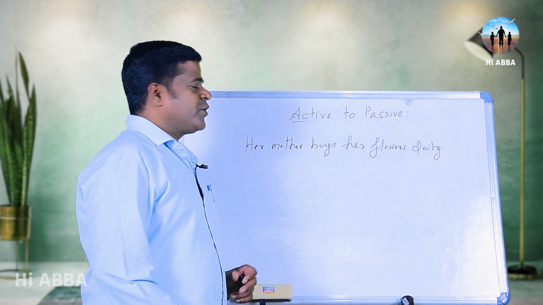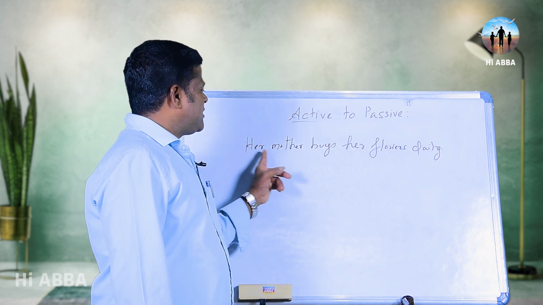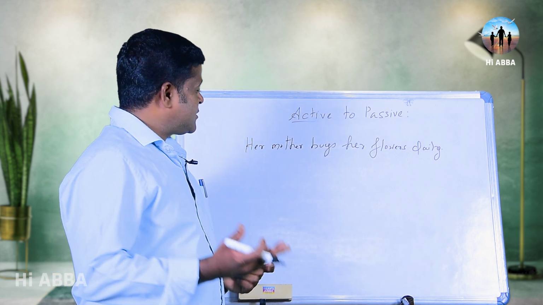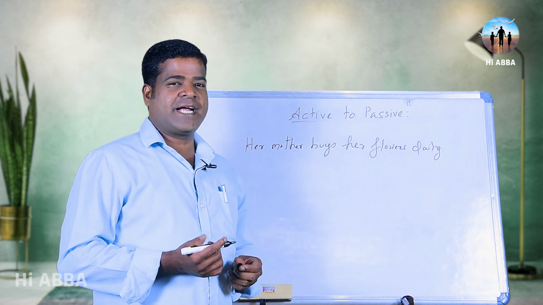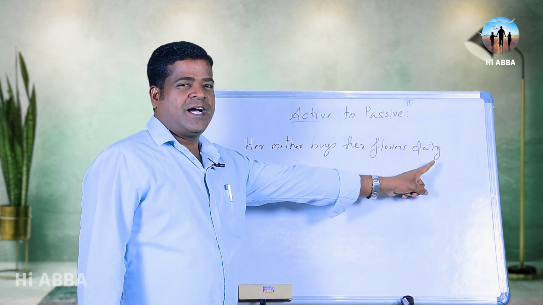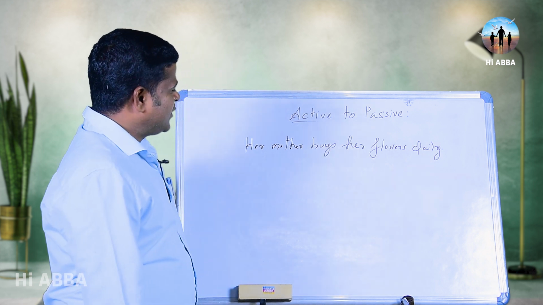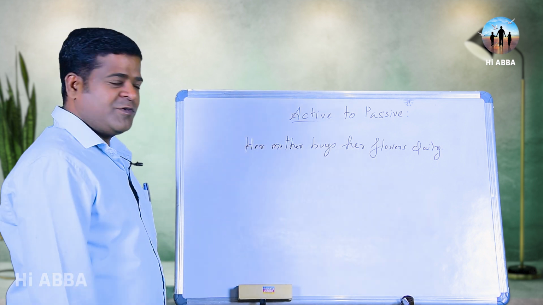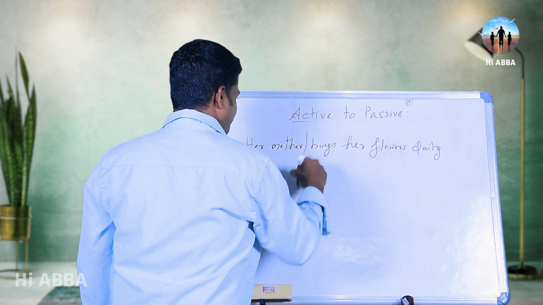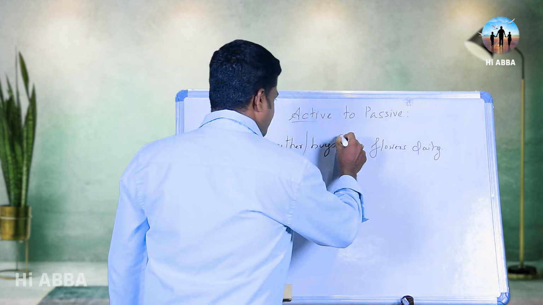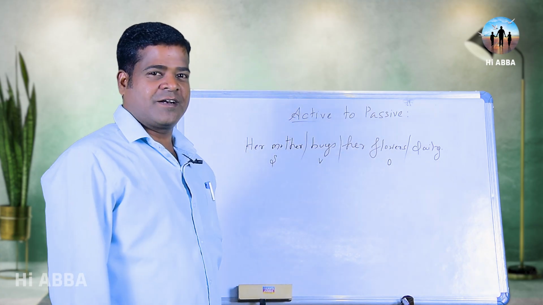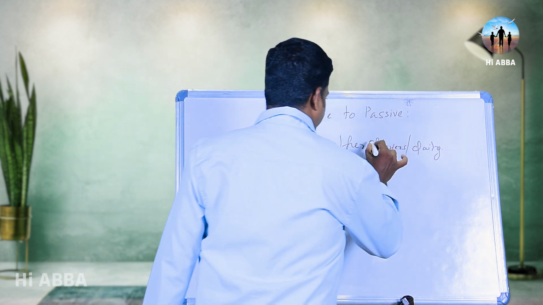Another point to be noted: when I write simple present tense I use this word "daily", because the uses of the present tense will be dealt with later, but keep in mind, I write "every day", "daily", like that. Now consider this sentence, my dear friends: which is the subject, which is the object and which is the verb? A little confusion. "Her mother" is the subject, "buys" is the verb, usually "flowers" will be the object, and what about this "her"? Now this is what is important for us to learn.